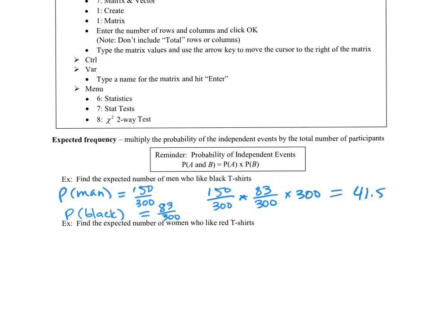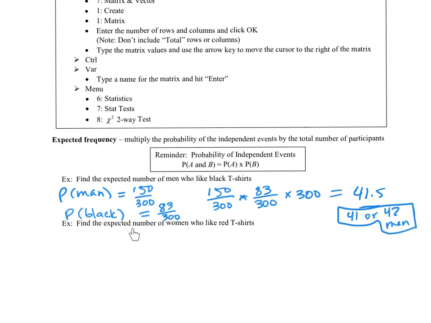Well, 41.5 can't be the number of men. You can't have a half of a man. So we could either say 41 or 42. I think either of those answers would be acceptable. Usually you round up, but it's okay to round down in this case. Okay, let's try that one more time.